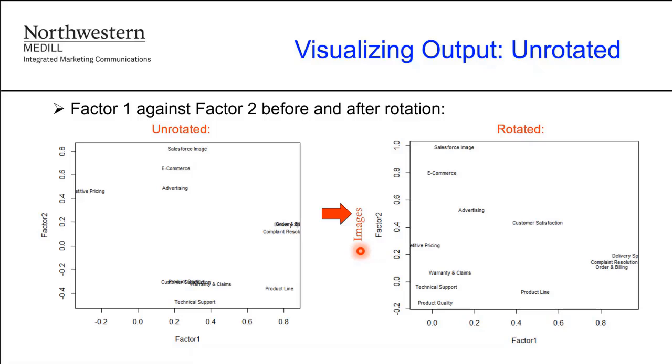And how about factor 1? If you look at the values here, it looks like delivery speed, complaint resolution, order and billing have high values on factor 1. So it looks like this is about the functions. We may name this factor 1 functions.